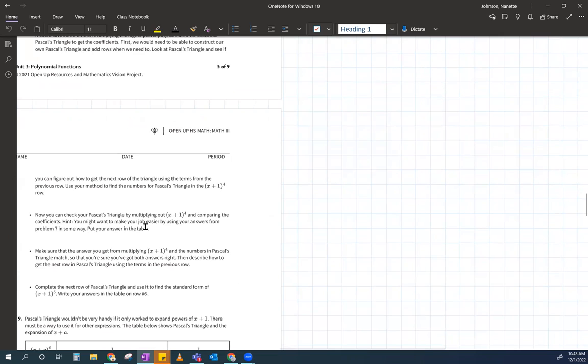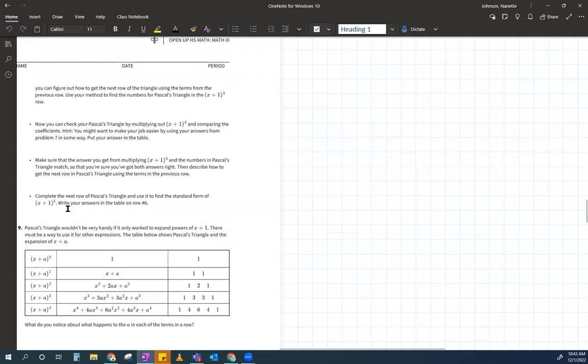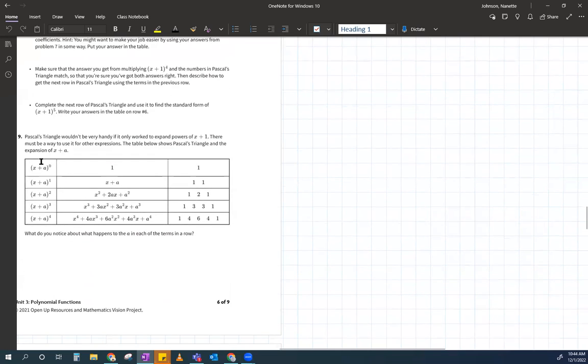Now you can check Pascal's triangle by using x plus 1 to the 4th. We did that. Make sure that your answer from x plus 1 to the 4th, okay, we did that. Complete the next row of Pascal's triangle. I'm literally reading this to you because I want to make sure that you all see that all of it's here. To find x plus 1 to the 5th, we did that. Okay, so here's Pascal's triangle.